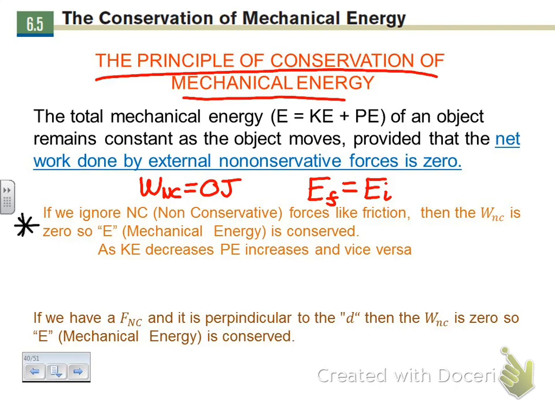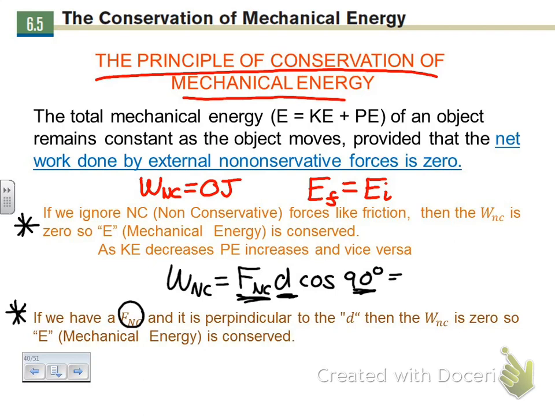If we ignore all the non-conservative forces, then the conservation of mechanical energy is true. It is also true when there are non-conservative forces, but the non-conservative force is perpendicular to the actual movement. The work done by the non-conservative force is equal to the force times the displacement times cosine of 90 degrees. If the non-conservative force and the displacement are perpendicular to each other, the work done by the non-conservative force is zero, meaning the conservation of mechanical energy is true.